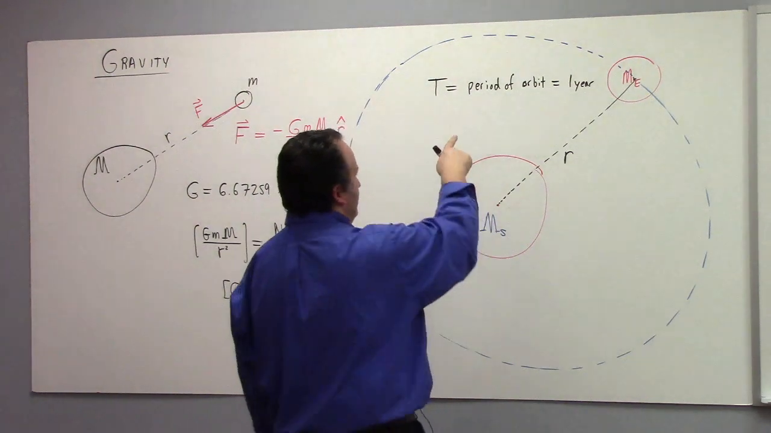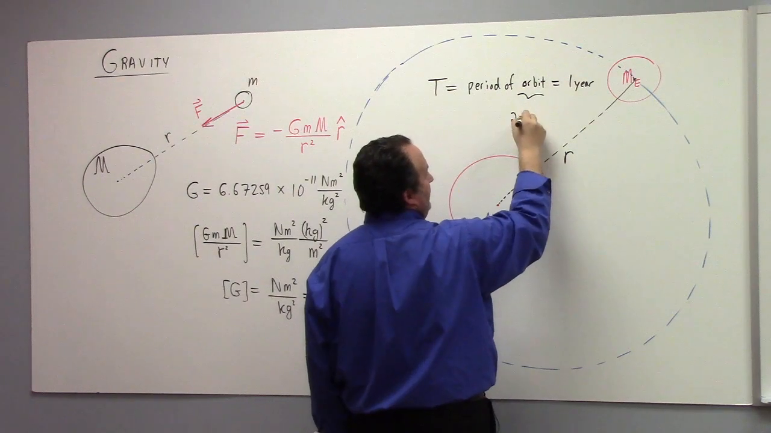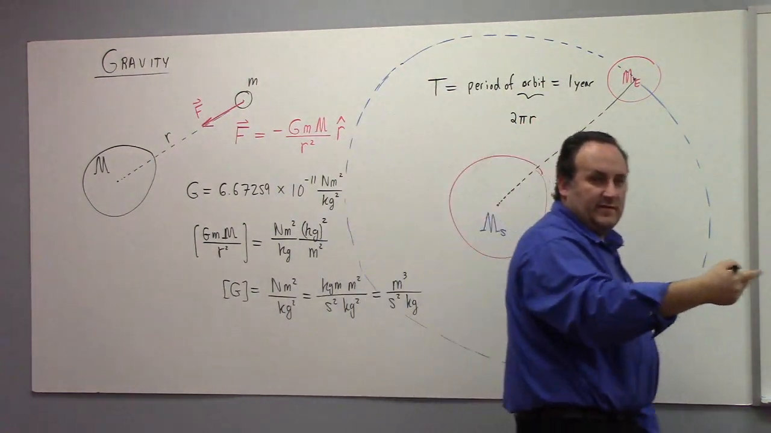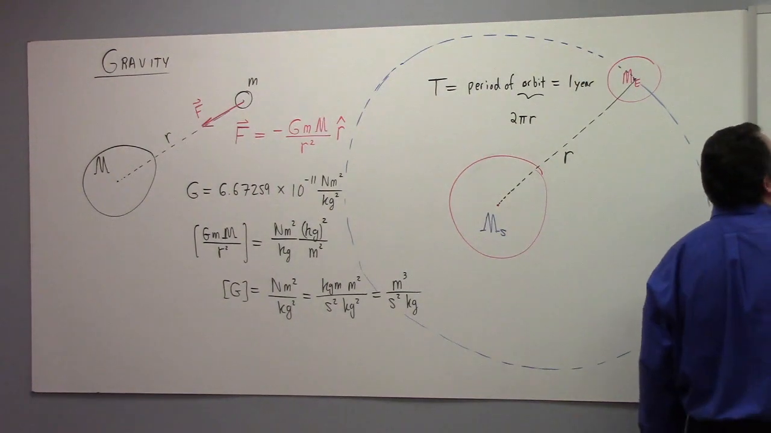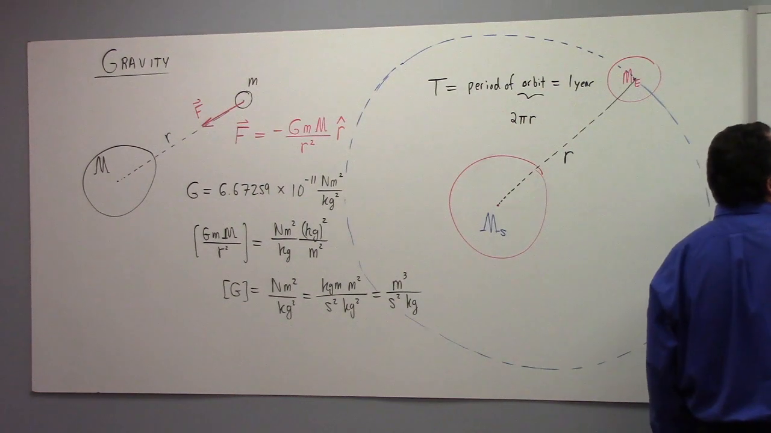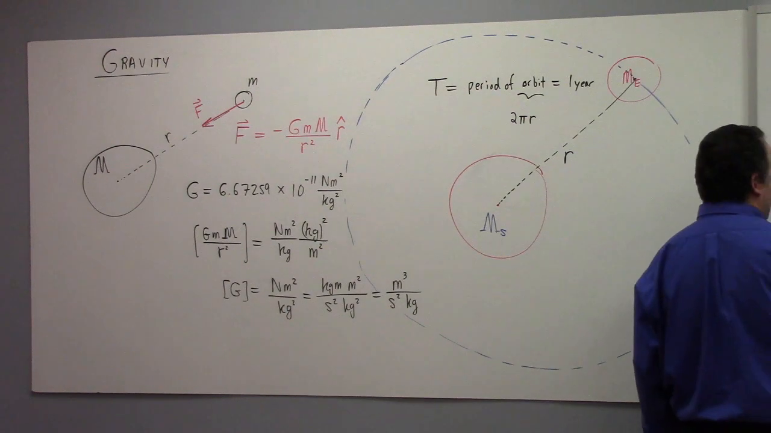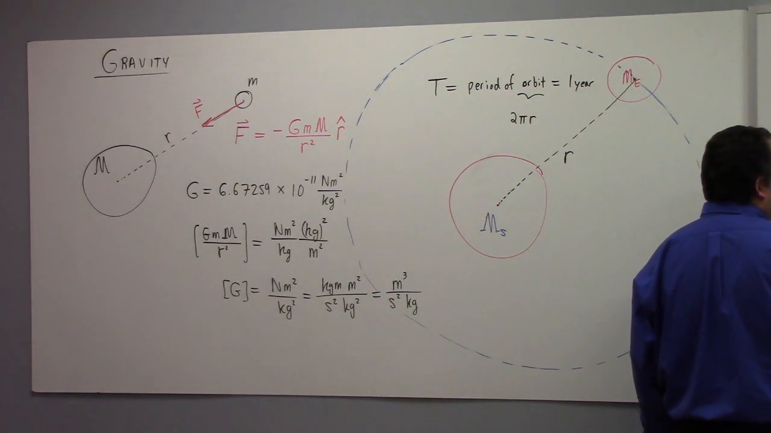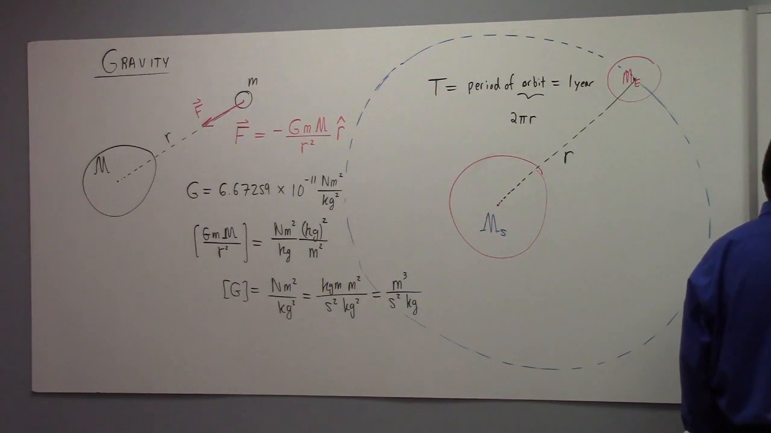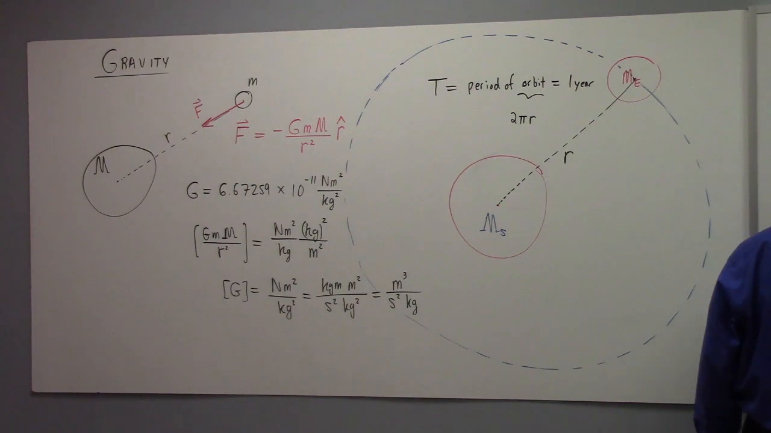Okay, so if that's the period of the orbit, how far does the orbit go? 2 pi r. So what's that make the speed if it's constant? We've got 2 pi r divided by the orbital period T. You square that, multiply by r, and you've got G M_S over here. This gives us r cubed equal to G times the mass of the Sun, divided by 4 pi squared, times T squared.